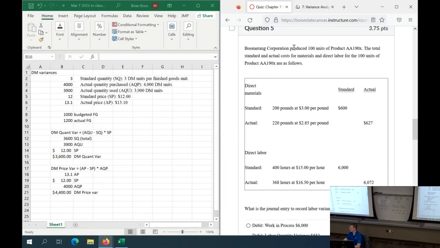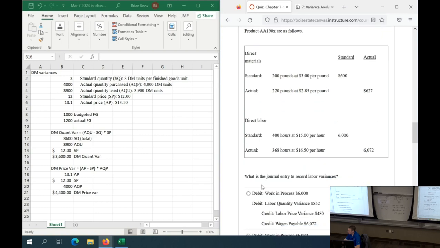All right, so Boomerang Corporation produced 100 units of product AA190X. The total standard and actual cost for materials and direct labor for the 100 units of that product are as follows. I give you the standard quantity here, 200 pounds at $3 per pound. I give you the actual quantity of direct materials and the dollar amount per pound and the amount. And this version of the question asks about the labor variances.